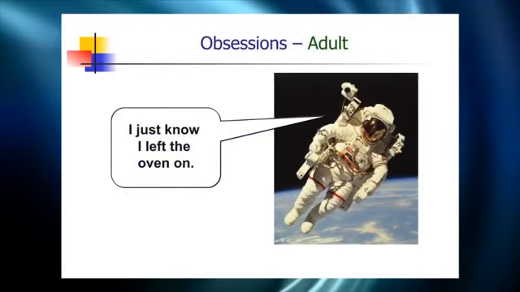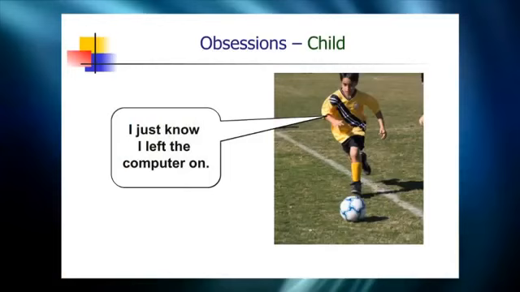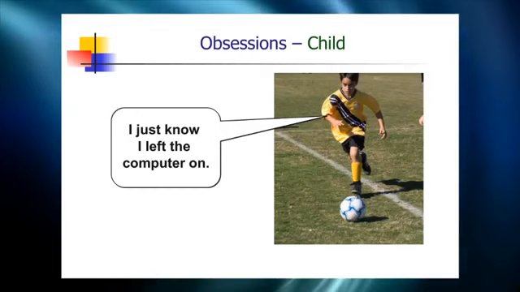So here's a typical example of an obsession: I just know I left the oven on. It's an unwanted, intrusive, kind of ridiculous thought sometimes, that can be very upsetting. OCD is very similar in adults and children, probably more so than most other disorders in terms of commonalities. It looks pretty similar across the age span. So this would be the corresponding obsession in a child.